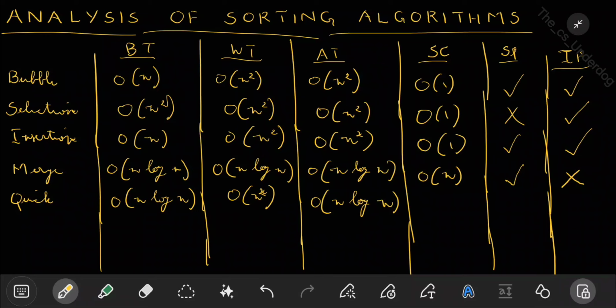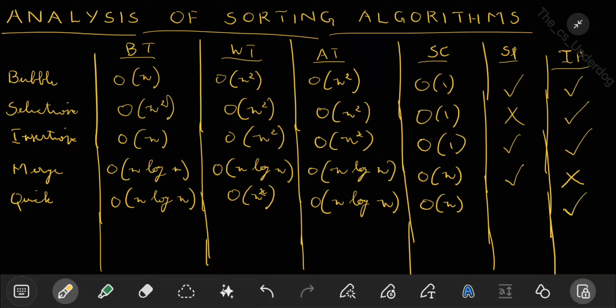What about the space complexity? Space complexity, it has an average case of order of log n, but still we are considering the worst case. So let us write order of n only. So space, this is for recursion stack. So see the difference here.